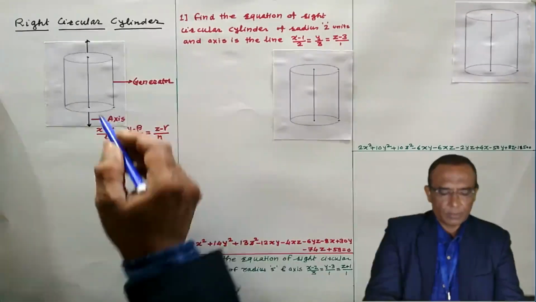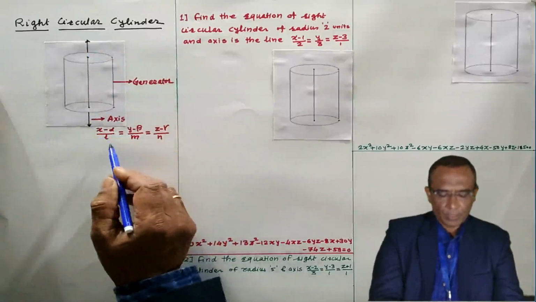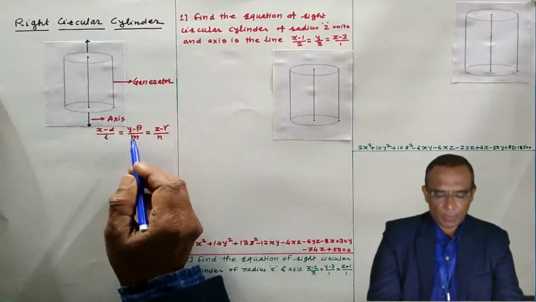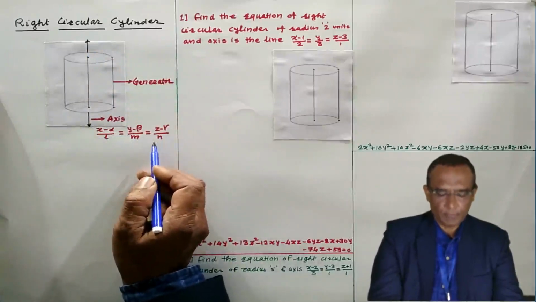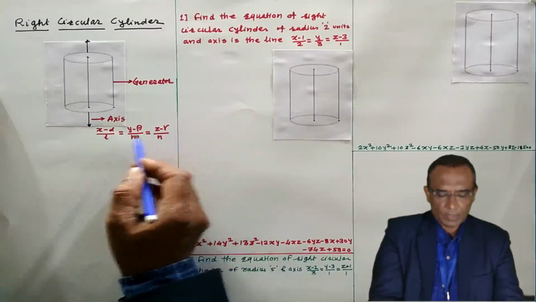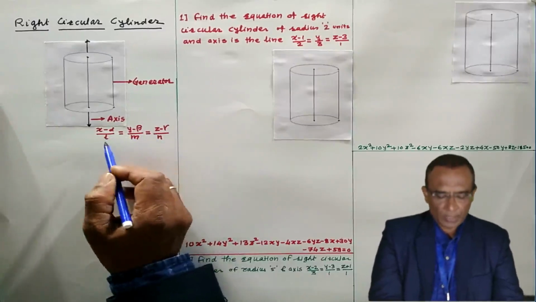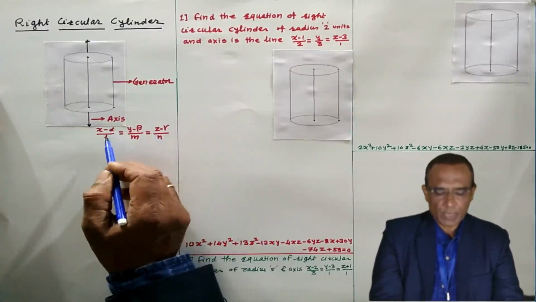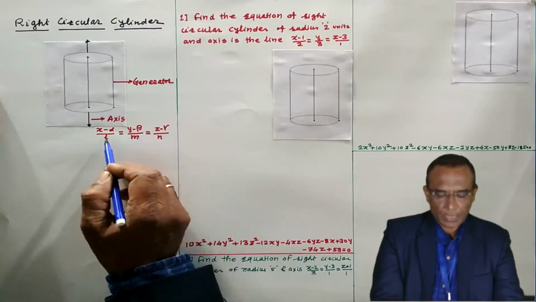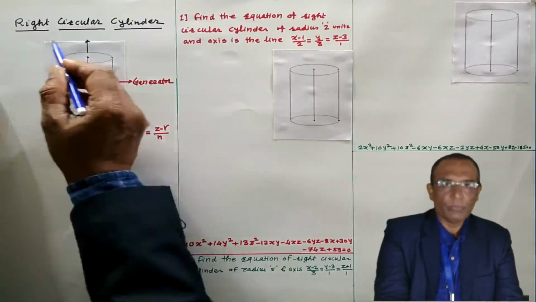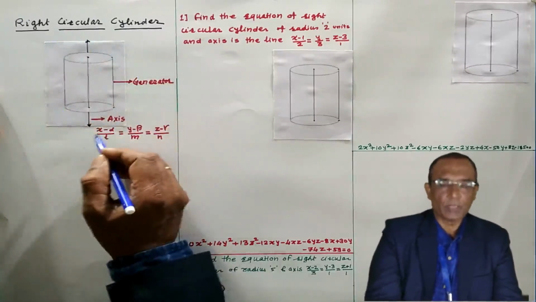The axis of the right circular cylinder is (x minus alpha) by l, (y minus beta) by m, and (z minus gamma) by n. This axis, meaning this line, is passing through the point whose coordinates are alpha, beta, gamma, and the direction ratios of this line are l, m, n. Now, we are going to find the equation of the right circular cylinder.